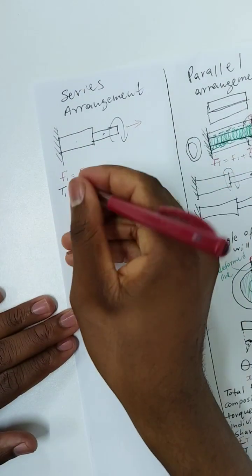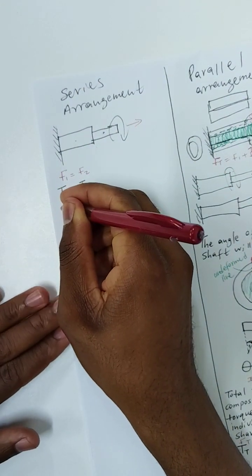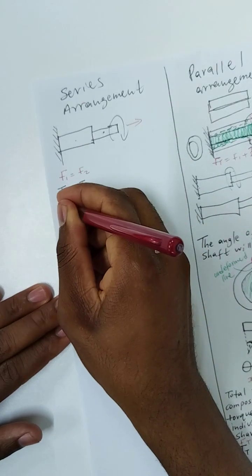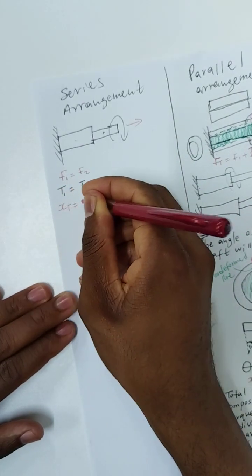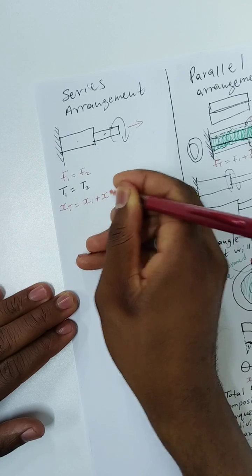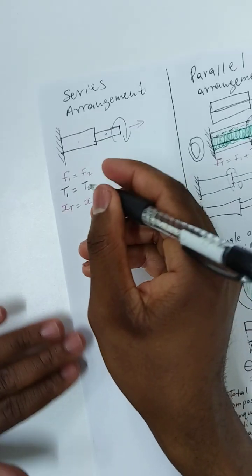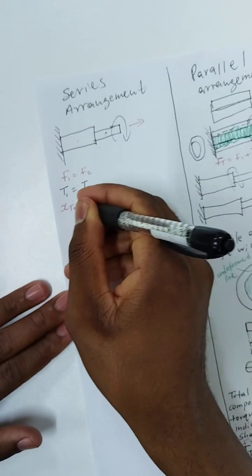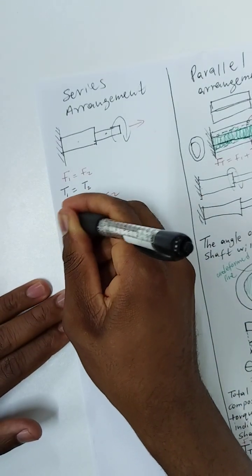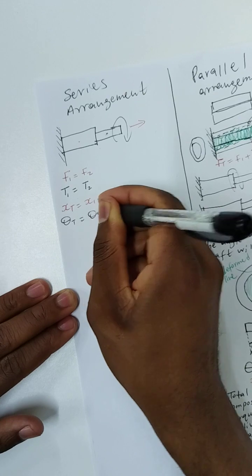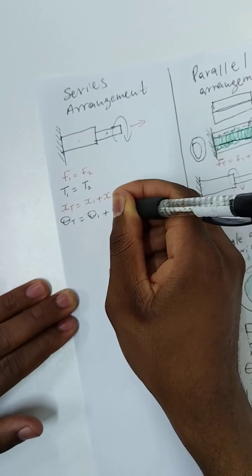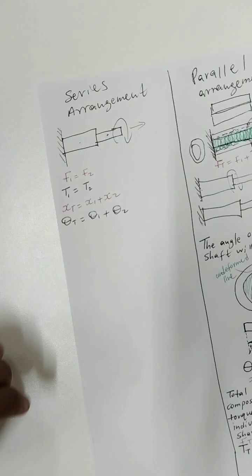The same thing for axial loading, we used to say total extension equals x1 plus x2. In this case, we'll say theta total equals theta 1 plus theta 2.